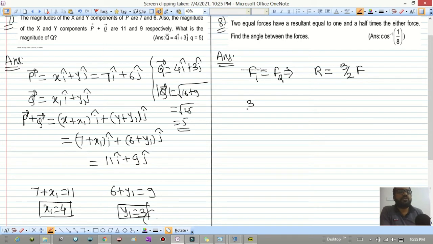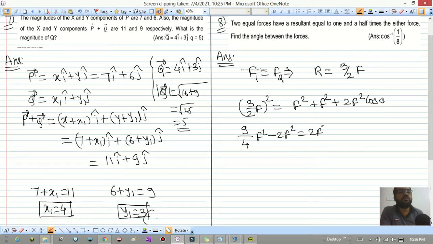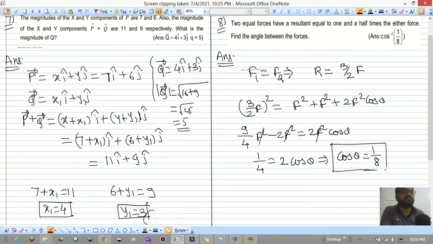Okay, so we know that (3 by 2 F) whole squared, that is resultant squared, is equal to first force squared plus second force squared plus 2F squared cos theta. So if you just calculate, 9 by 4 F squared minus 2F squared is equal to 2F squared cos theta. So this F squared cancels. This is 1 by 4 is equal to 2 cos theta. So from this cos theta we have is 1 by 8. This is the answer we have.